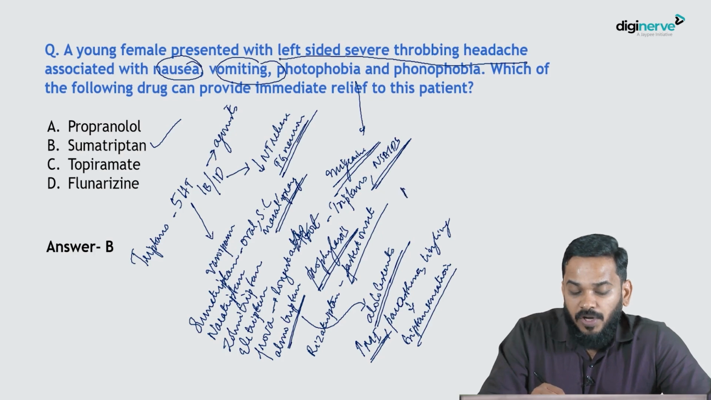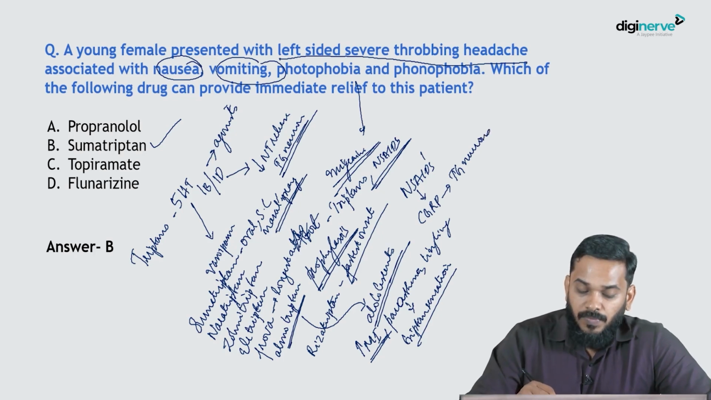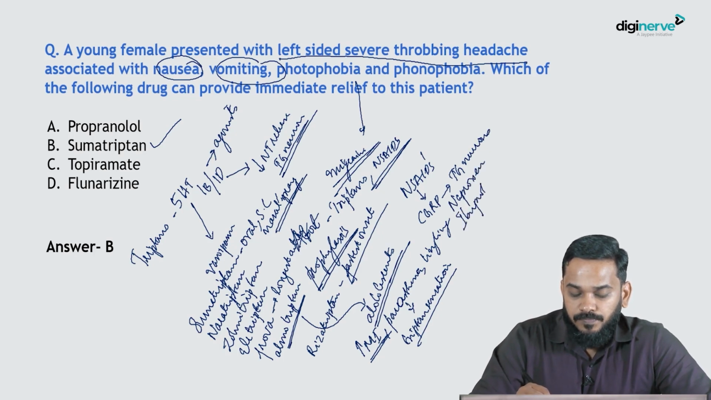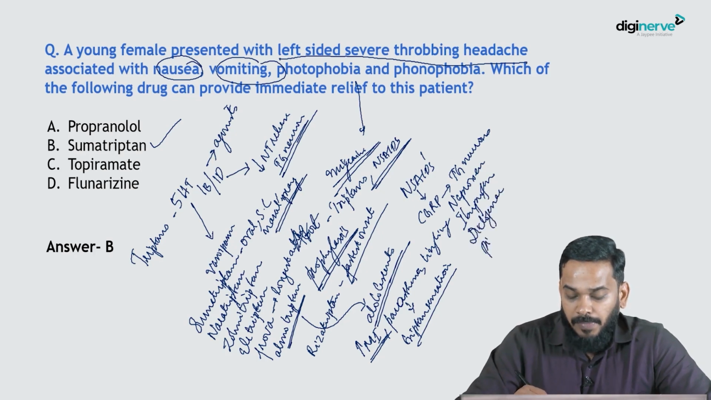The other abortive agents are NSAIDs, which reduce the release of calcitonin gene-related peptide from the trigeminal neuron. The NSAIDs that are approved are naproxen, ibuprofen, diclofenac, and piroxicam.